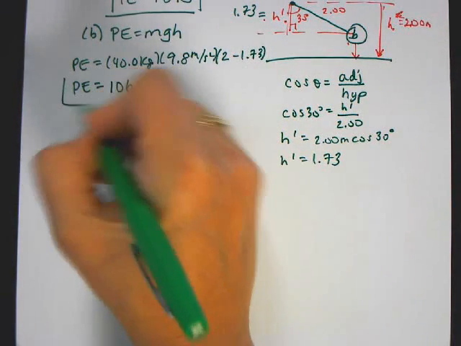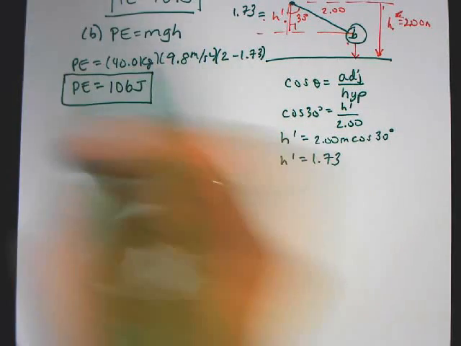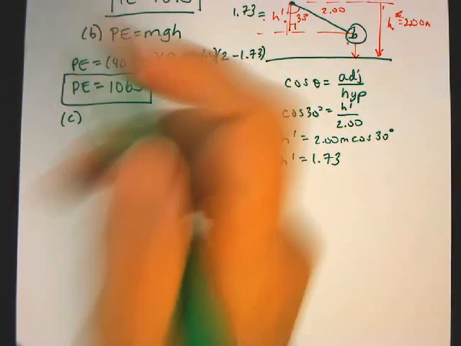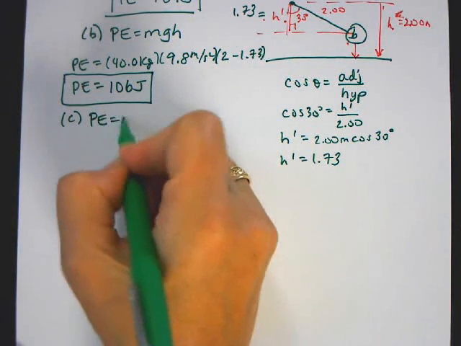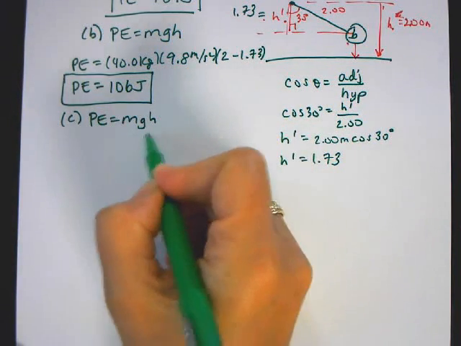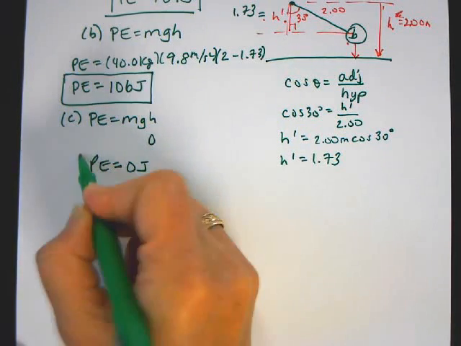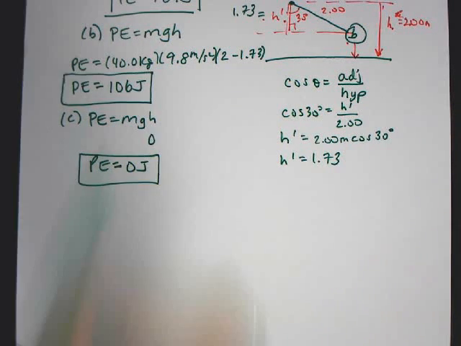And then the last part, part C, says what's the potential energy at the bottom, and the height is 0. So potential energy at the bottom is just 0. Now you could plug in all the numbers if you want, but if you know h is 0, why would you bother doing that? And that's it.